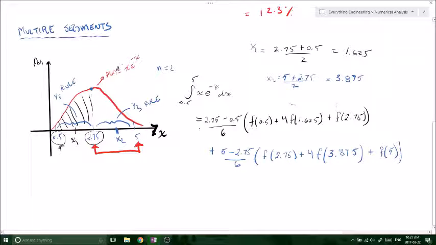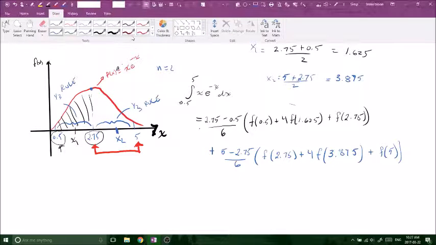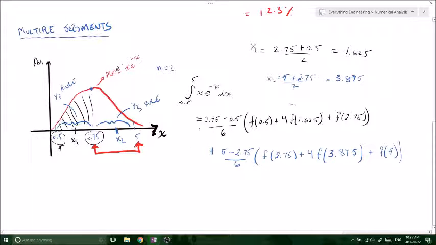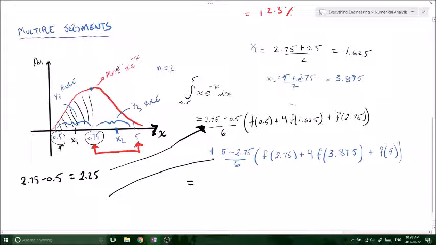So this is literally it. That's what you have to do. You have to break up your function into two segments and apply Simpson's 1/3 rule twice. Let's see what that gives us. On the side here, 2.75 minus 0.5 equals 2.25. That's the first segment, and looking at the second segment, the multiplier outside the bracket is 5 minus 2.75, which also equals 2.25.